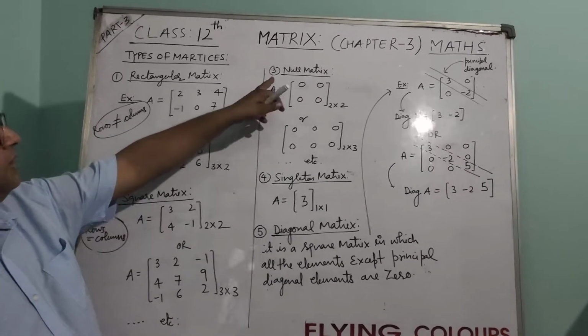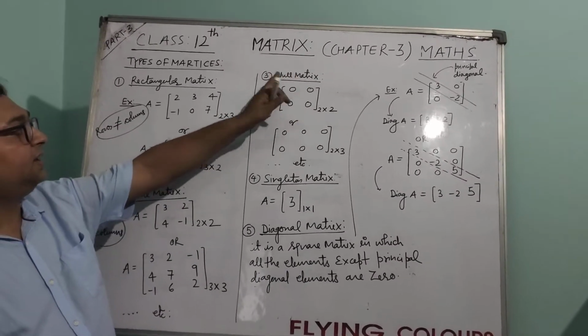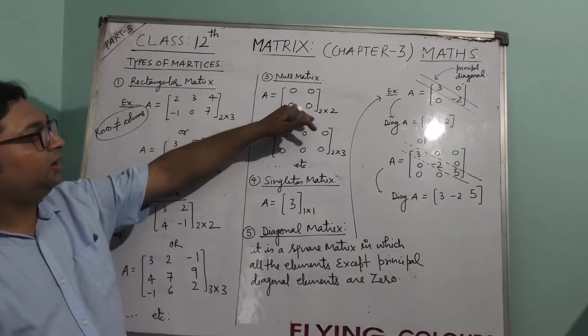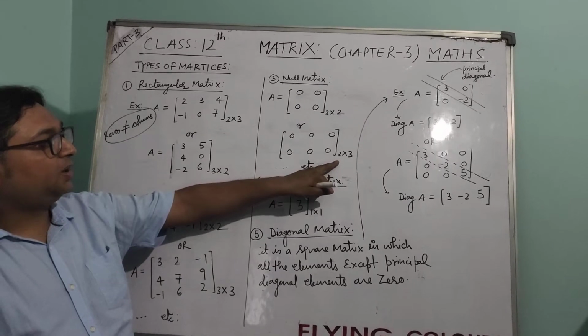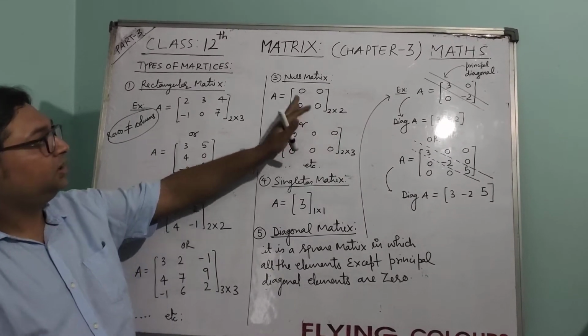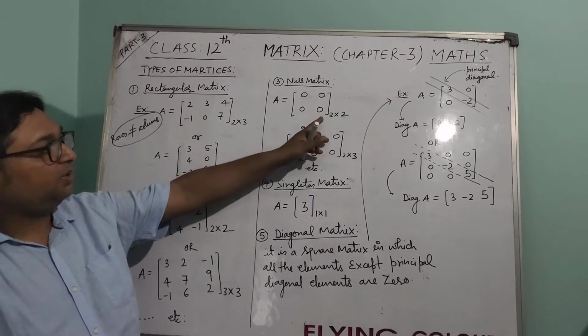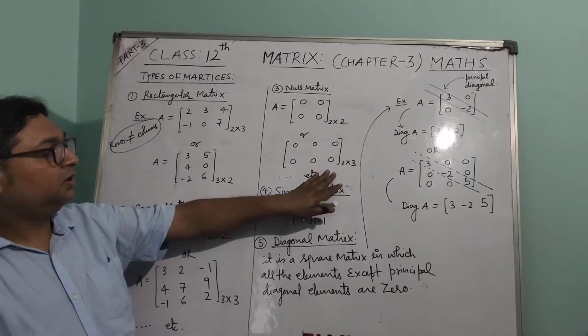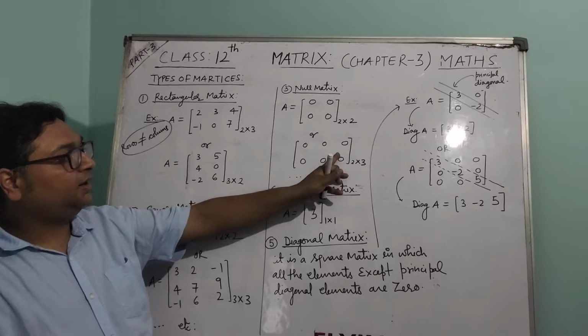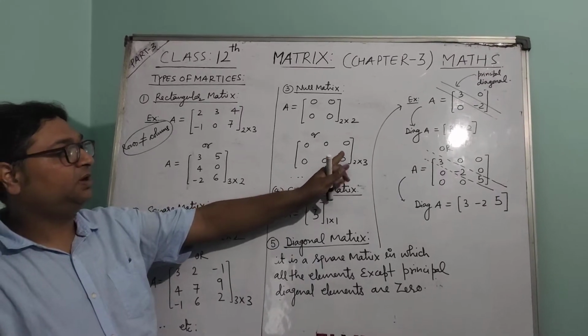And the third one is the null matrix. What is a null matrix? As the name says, null, all the elements of the matrix will be 0 irrespective of their order. So the null matrix may be a rectangular matrix or maybe a square matrix, does not matter. But what matters? All the entries in the given matrix will be 0.